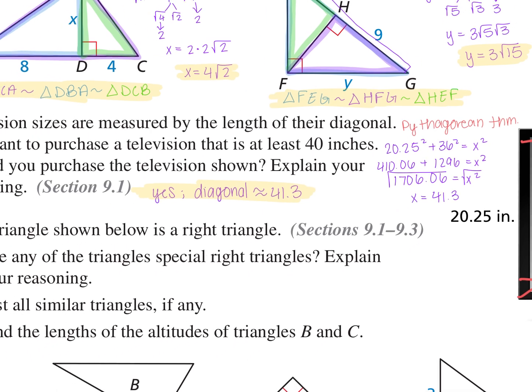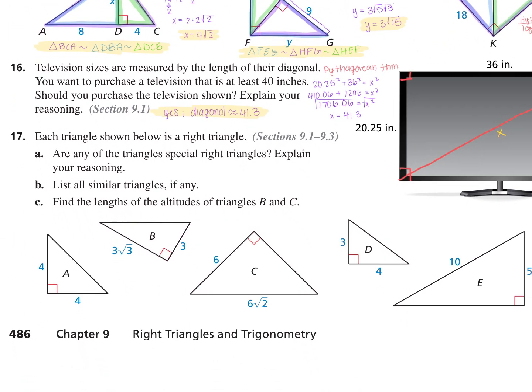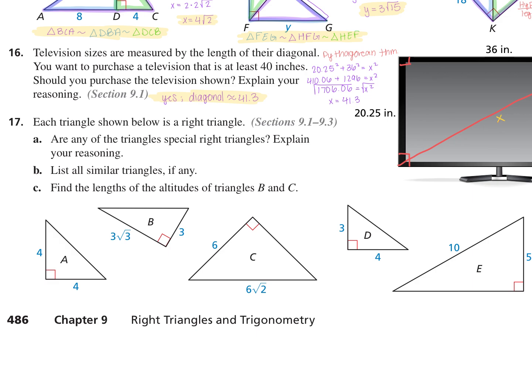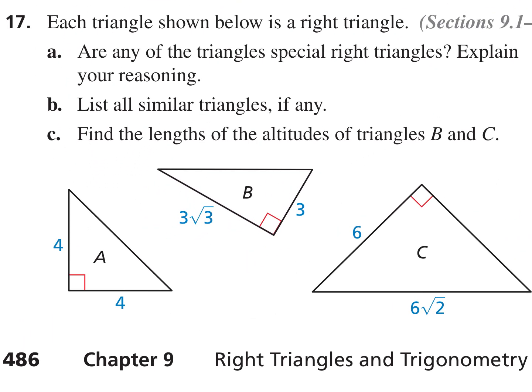All right, and looking at the last question, there was a lot of parts to this one. It says each triangle shown below is a right triangle. Are any of the triangles special right triangles? Explain your reasoning. So if I'm looking at these, yes, there are 4 special right triangles. A is a special right triangle. How do I know? Because this is an isosceles triangle. Both of my sides are going to be congruent. So I have a radical 2, and this is a 45, 45, 90.